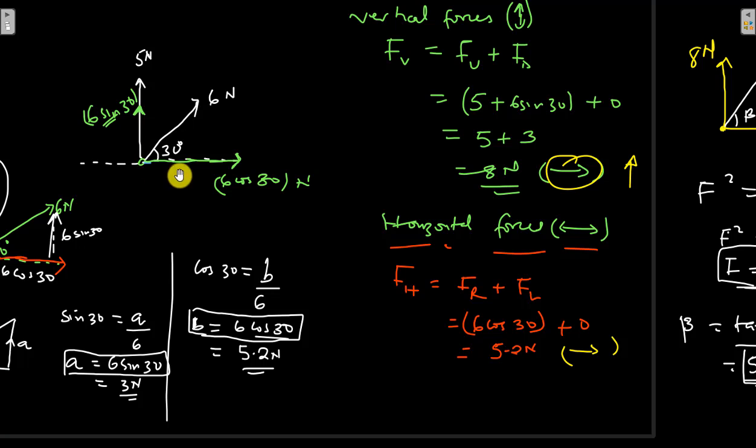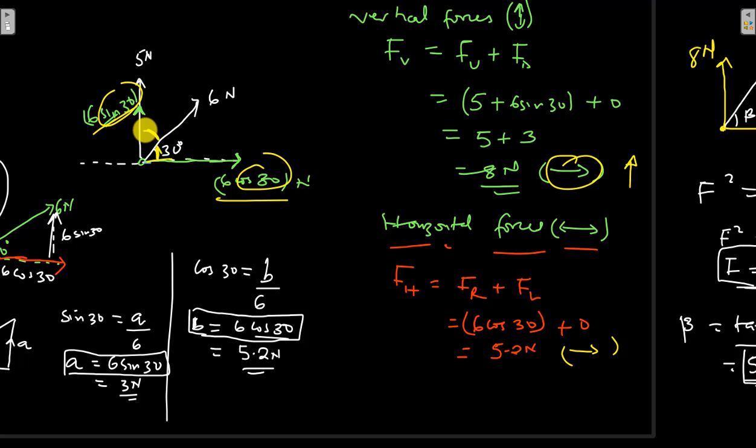With experience, you'll notice that there is an easier way to tell which component is cosine and which component is sine, by just looking at where the angle is placed. The angle here is between the horizontal and the force, so the horizontal component is always going to be cos. The angle should be between the horizontal or vertical direction and the force for you to use cos, and then the other side will obviously be sine.